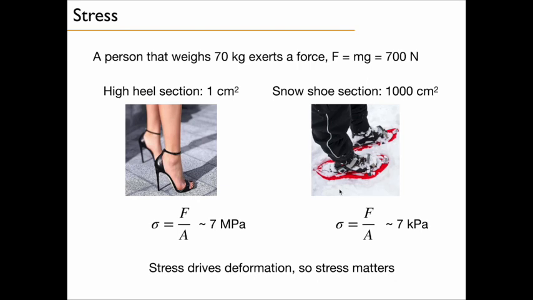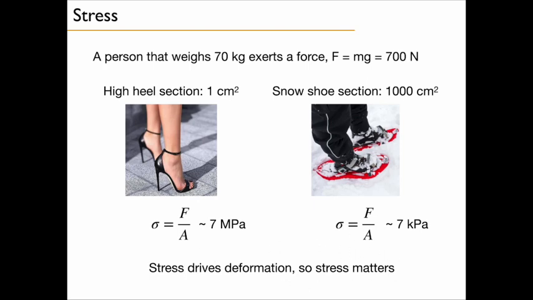So what does it mean? It means that the deformation of the snow below is not controlled by the force which is exerted, because in both cases the person exerts 700 newtons, but it is controlled by the stress that the person exerts on the snow. So a person with the same weight will cause different stress regarding the type of shoes, and this will control how the snow will deform below the person. So the stress here drives deformation.